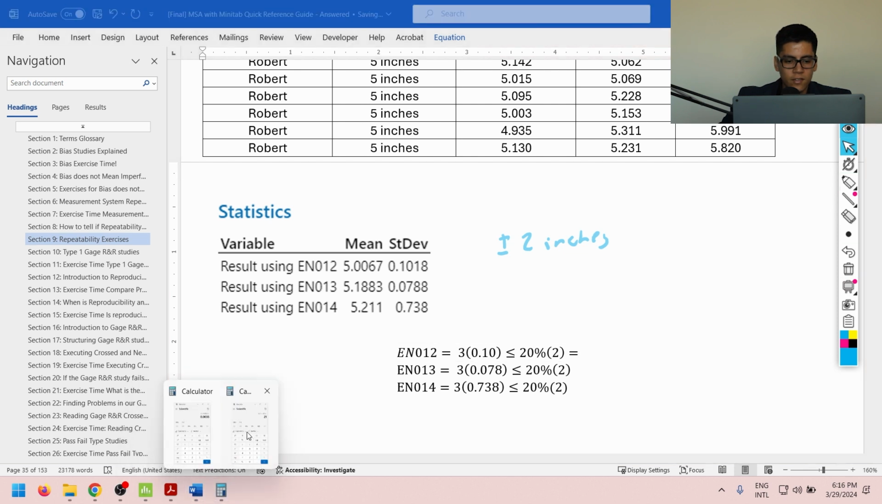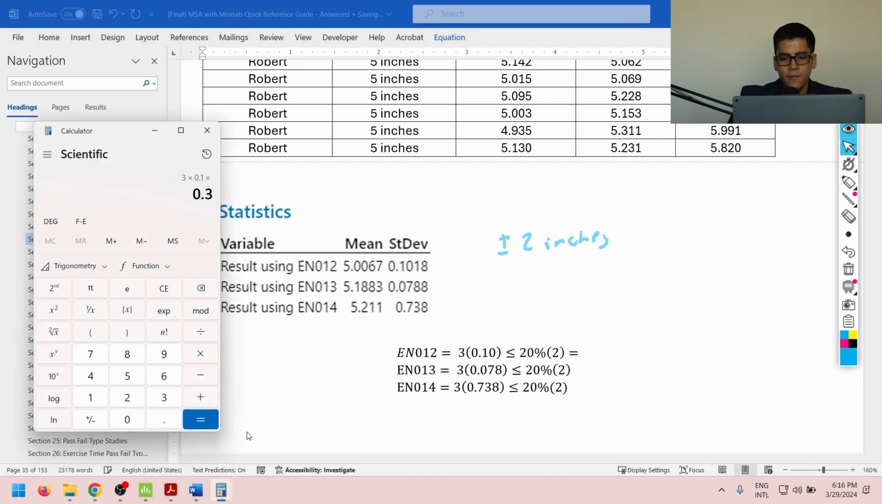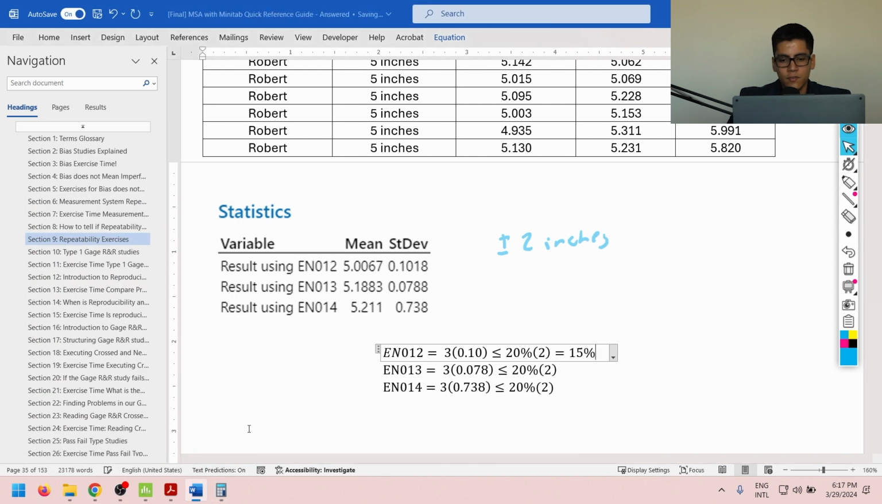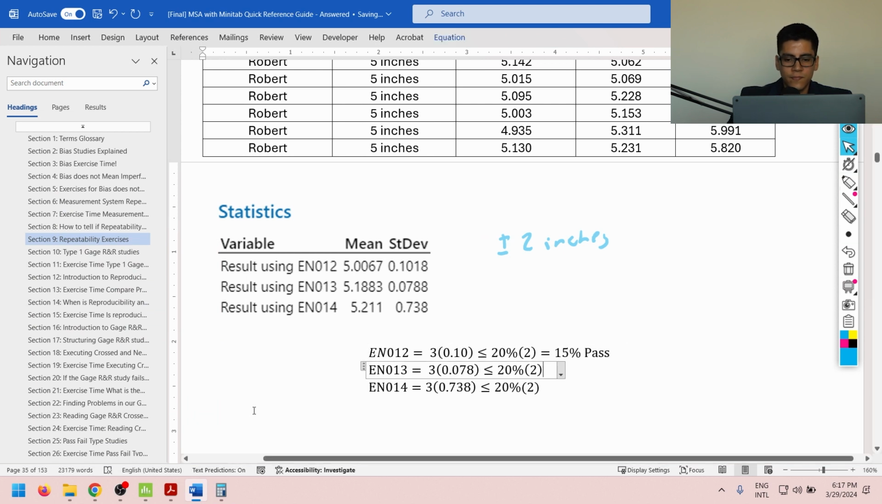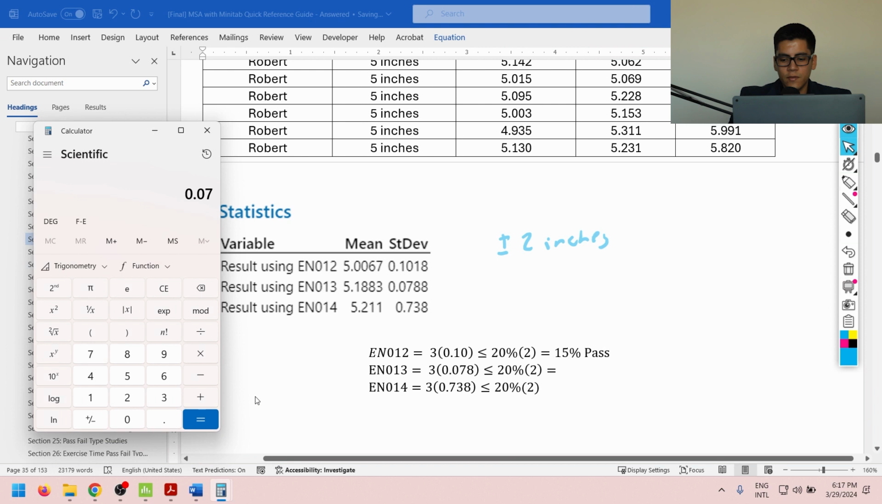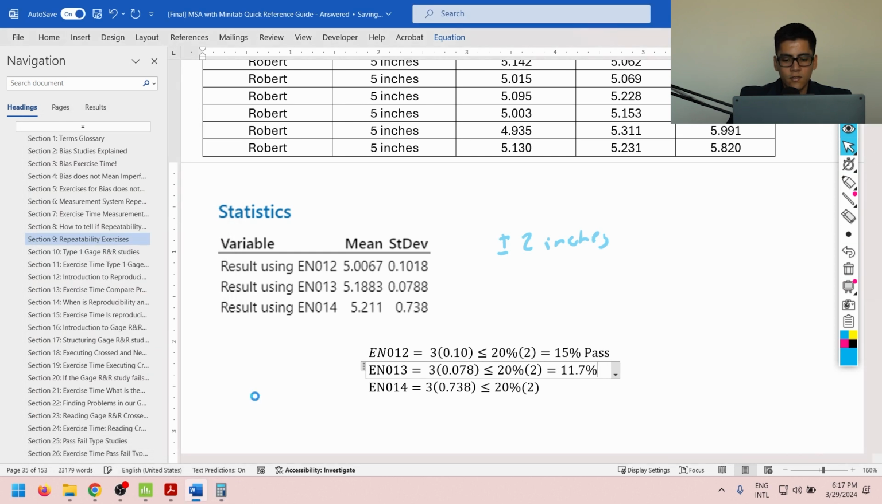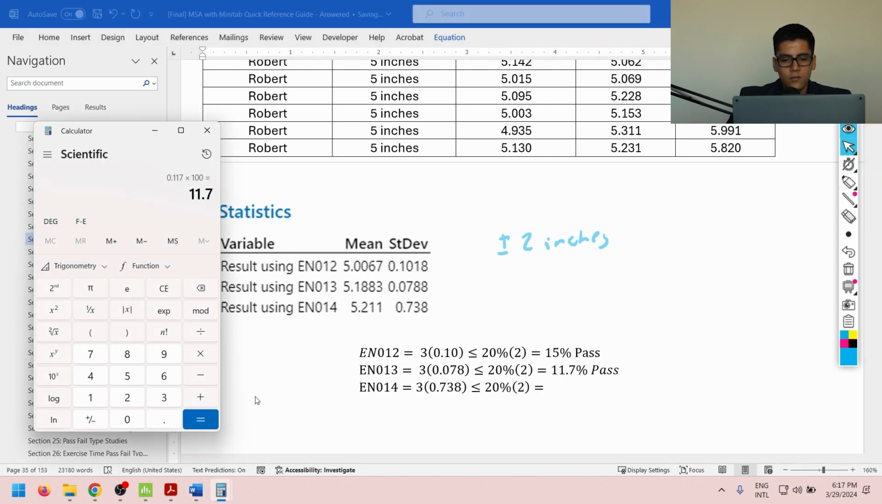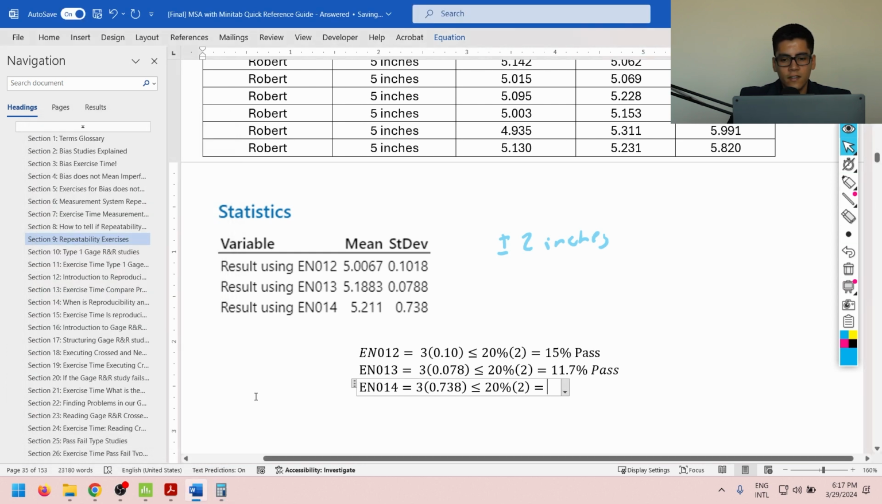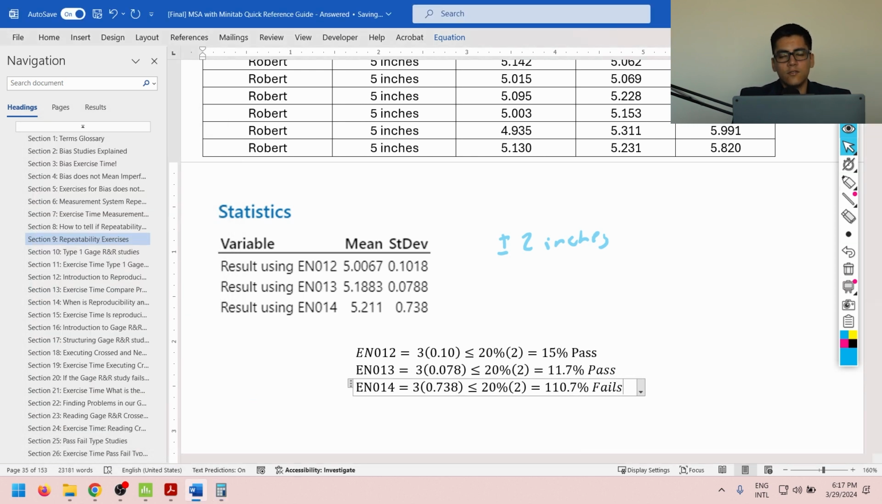So let's finish up our calculations. 3 times 0.10 divided by 2, that will be 0.15 multiplied by 100, that is 15%. So this one passes. Next up, we have 0.078 times 3 divided by 2 multiplied by 100. This is 11.7%. So again, this one passes as well. Last up, 3 times 0.738 divided by 2 multiplied by 100. That is 110.70%. As such, it fails.